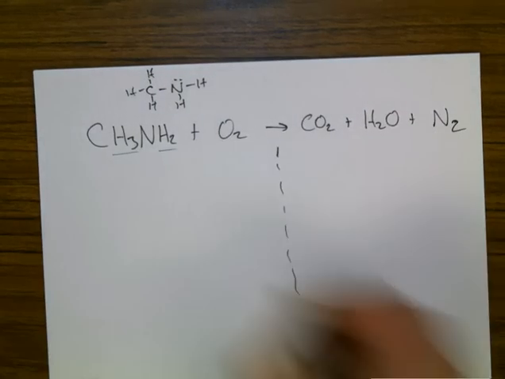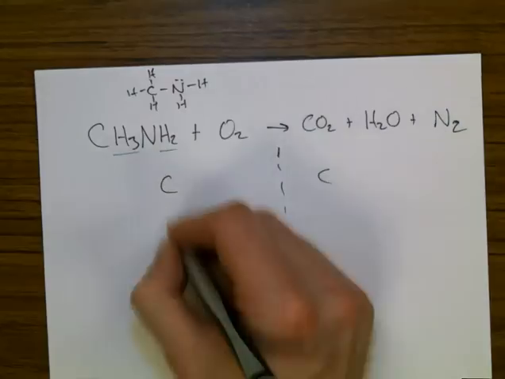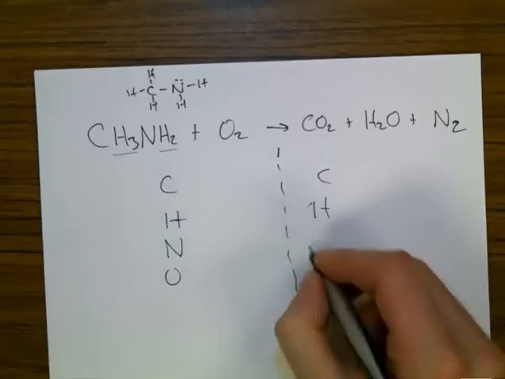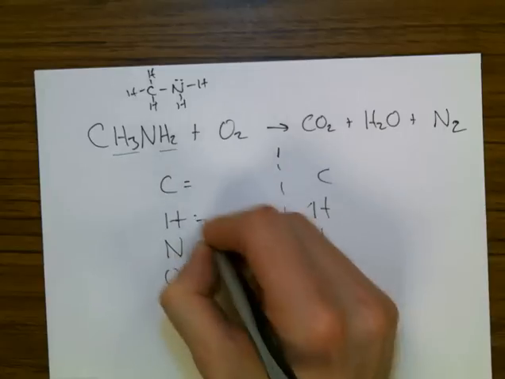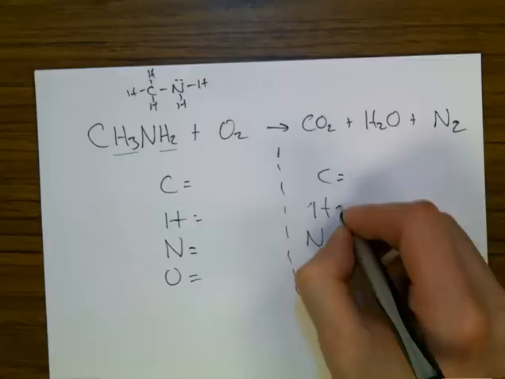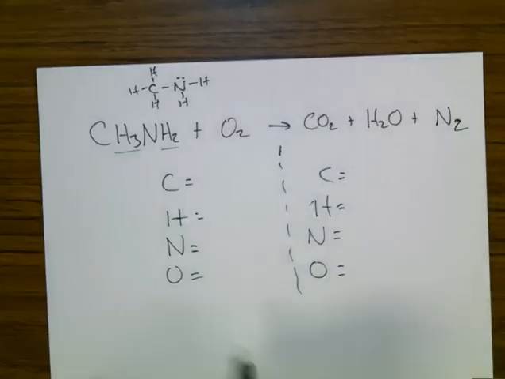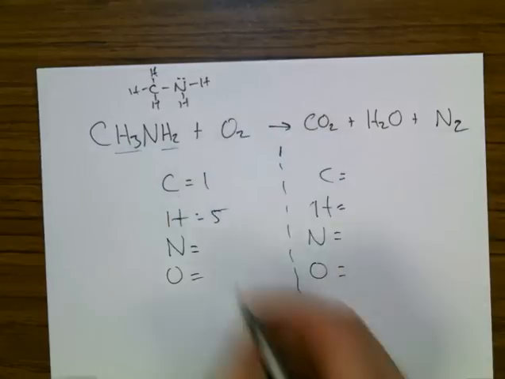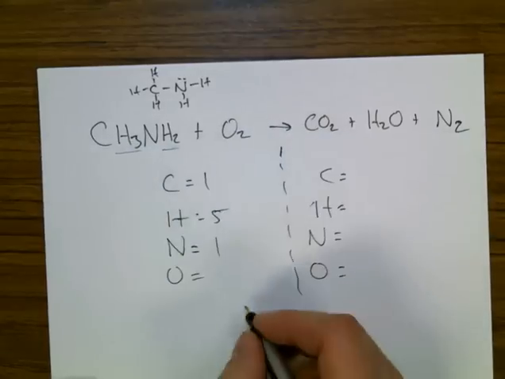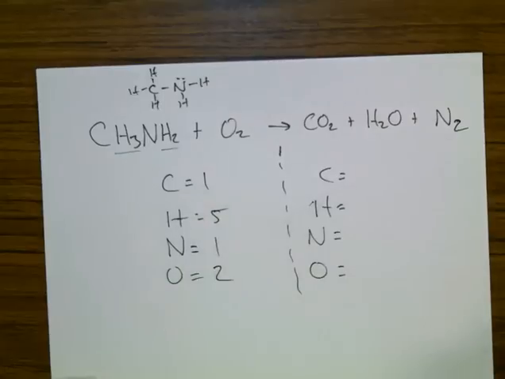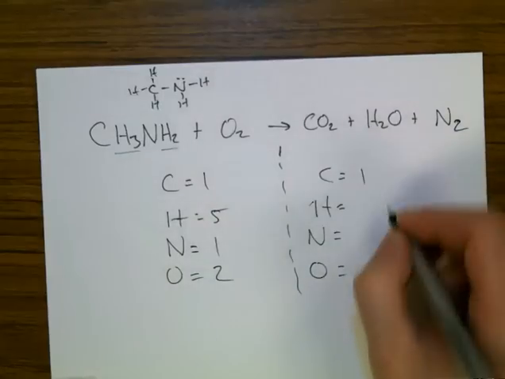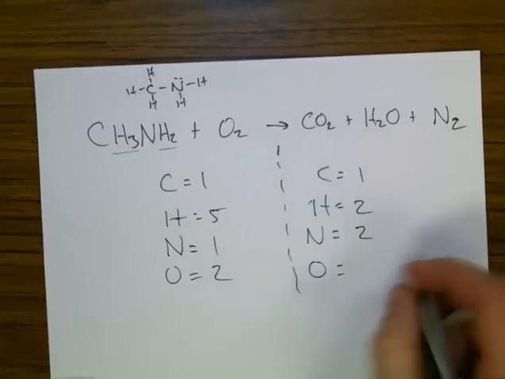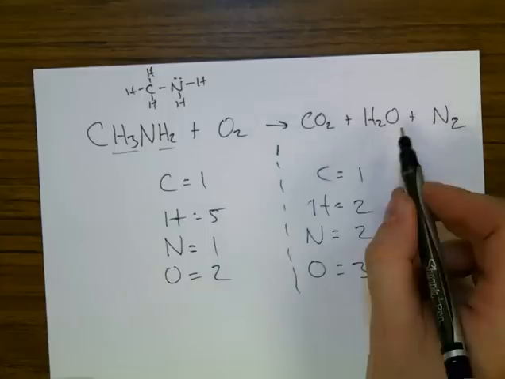So anyhow, when I do my count, I'm going to have carbon, I'm going to count hydrogens, I'm going to count nitrogens, and I'm going to count oxygens as well. So this is my inventory, and let's do a present count of how much I have. So I have 1 carbon, I have a total of 5 hydrogens, I have 1 nitrogen, and I have 2 oxygens on the left side. On the right side, I have 1 carbon, I have 2 hydrogens, 2 nitrogens, and 3 oxygens because I have 2 here and 1 there.